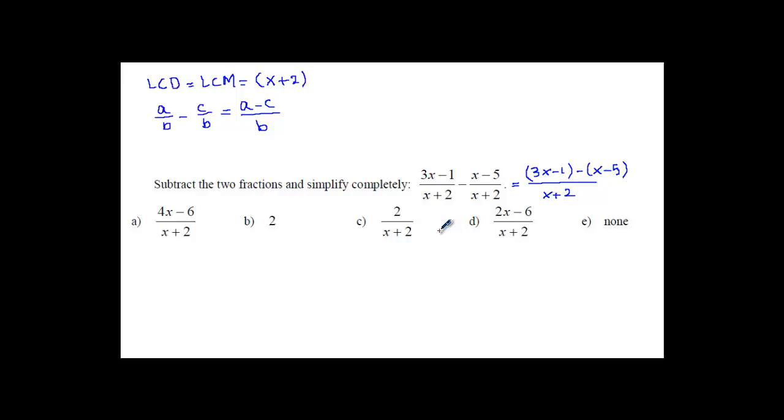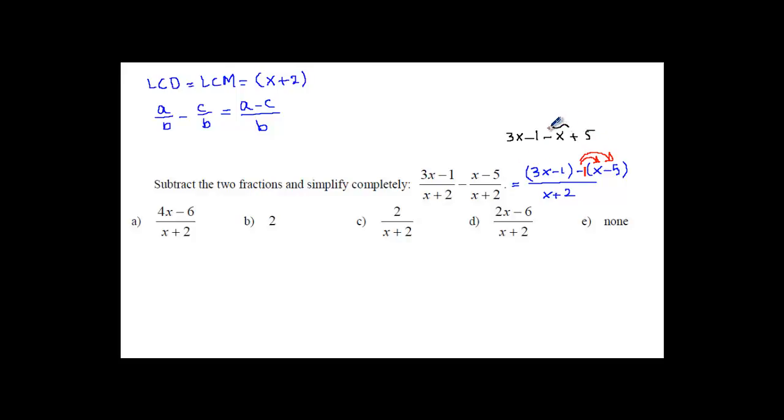Okay, Ryan, can you tell me what would be the next step now? To subtract the numerator. Next step would be to distribute, right? We have to distribute. Yes, distribute. This would be like a minus 1 here. So let's do that. At the top of the fraction, I get 3x minus 1 minus x plus 5.